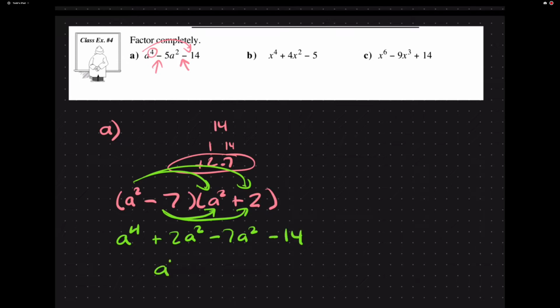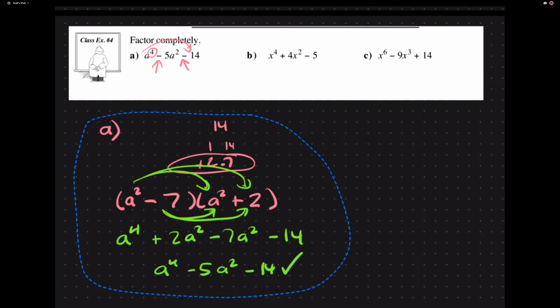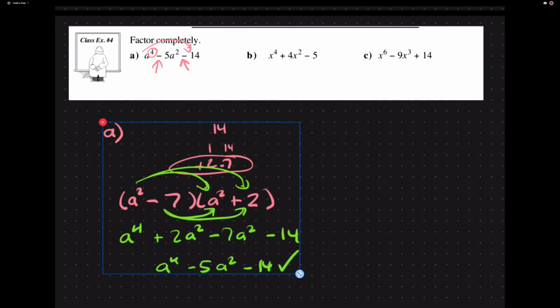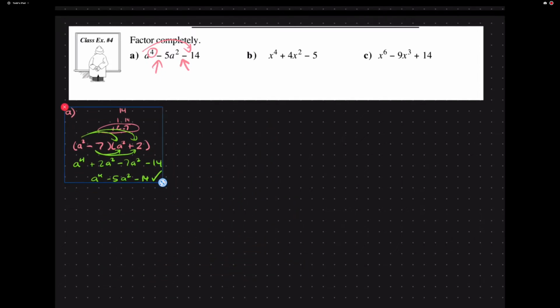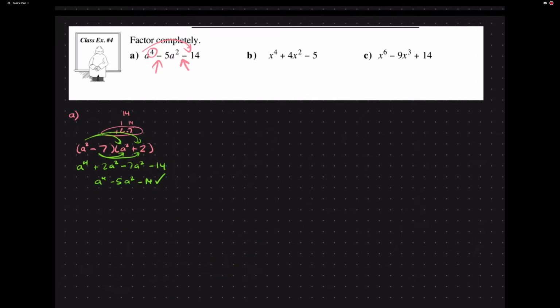And combine like terms, and we get a to the power of 4 minus 5a squared minus 14, which is exactly what we started off with. So it looks like we're doing it right. Okay, we will resize this one, put it to the left, and move on to B.